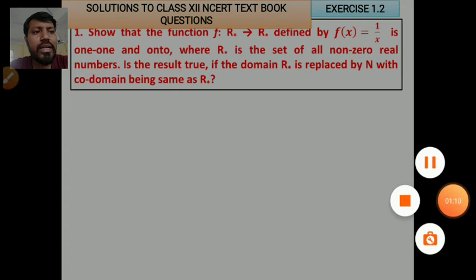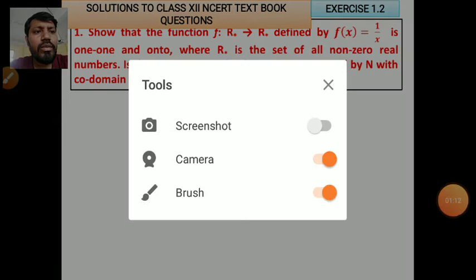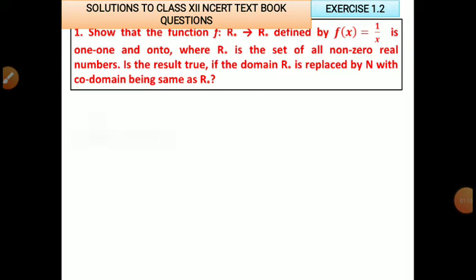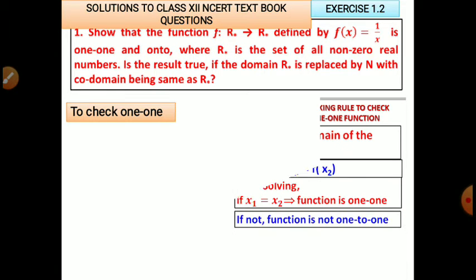Now let us start the exercise here, 1.2. The first question is: f of x equals 1 by x is one-one and onto, where R star is the set of real numbers. Is the result true?